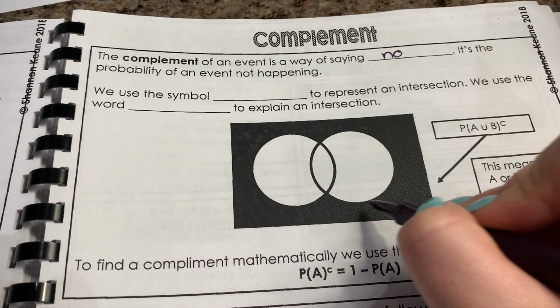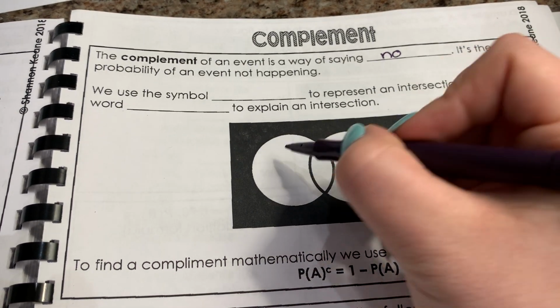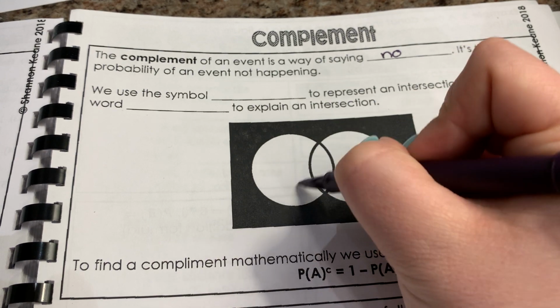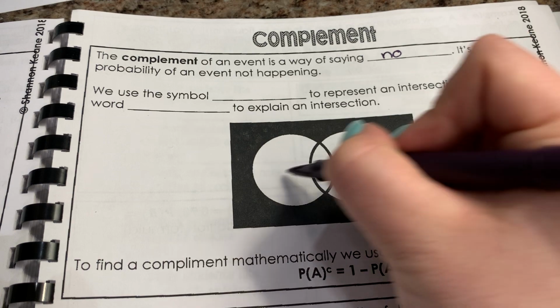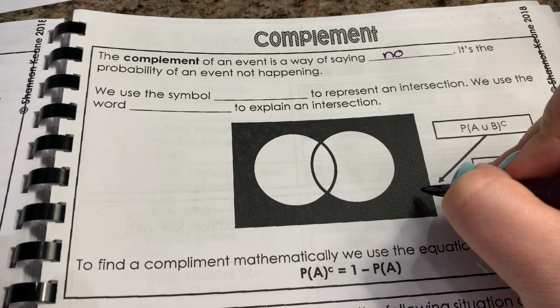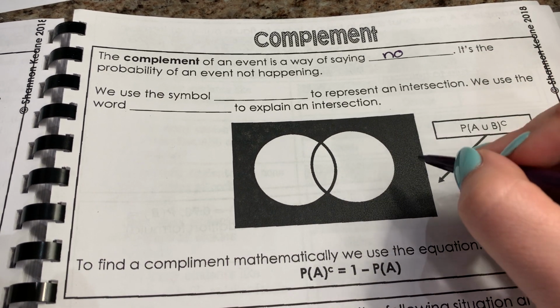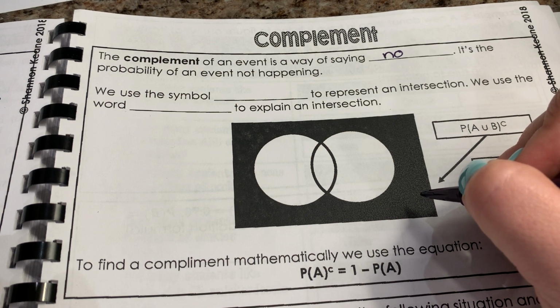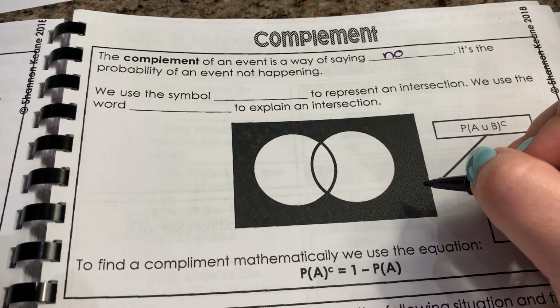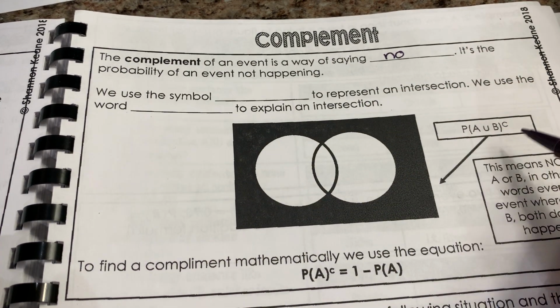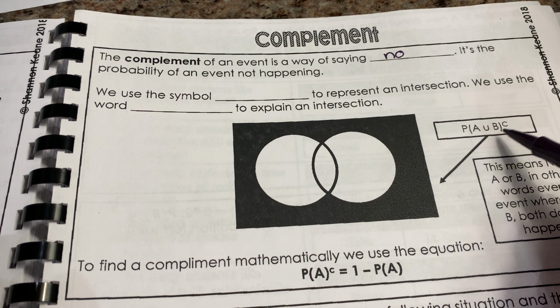So look here, the shaded region is this outside. So remember, this was the probability of A happening, this was the probability of B, this was the probability of both, all of this is the OR, this is the not. This is a way of saying no. It is the probability that A or B won't happen. It will not happen, okay? So this outside area here represents the probability of A or B not.